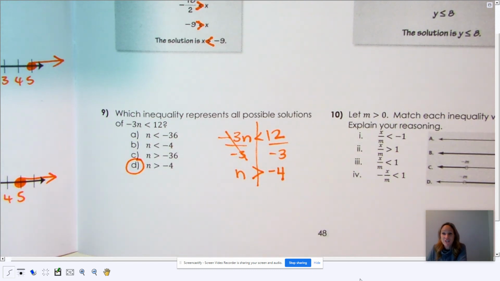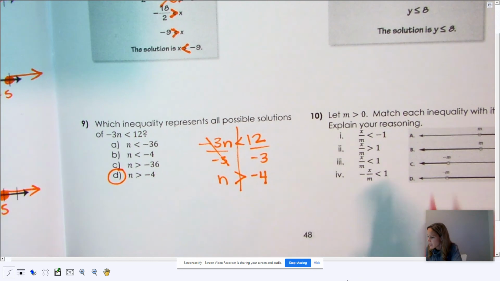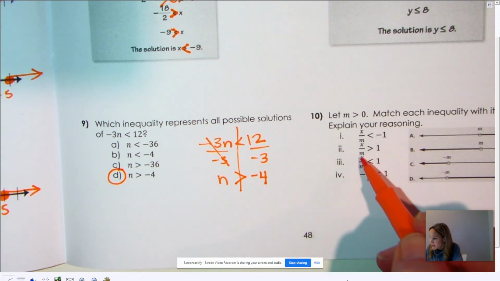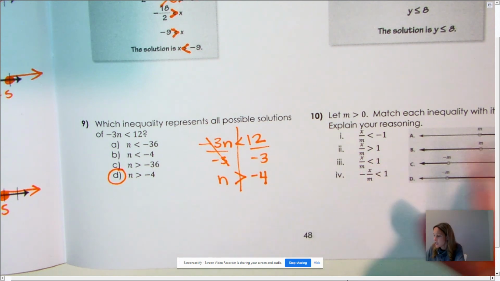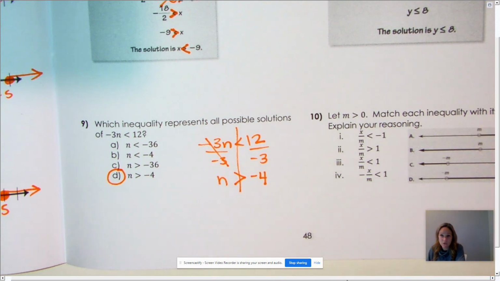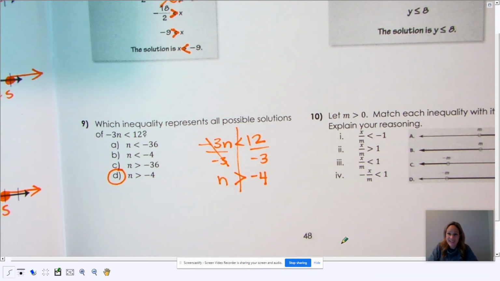Okay, question 10, you guys can try that one on your own. So basically what they're saying is multiply both sides by m to get it out of the bottom. This time you need to multiply it by a -m and then just see which of those graphs match with which one. Okay, that is it for your 3.3 notes.